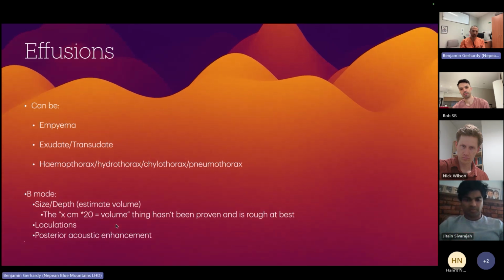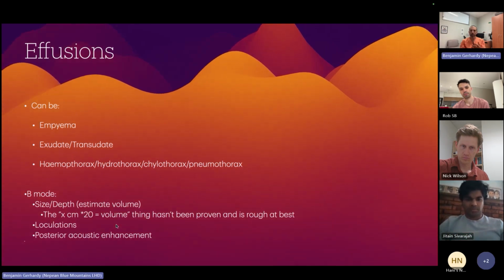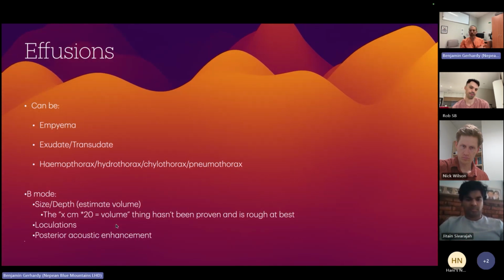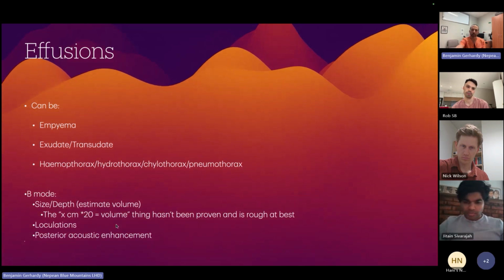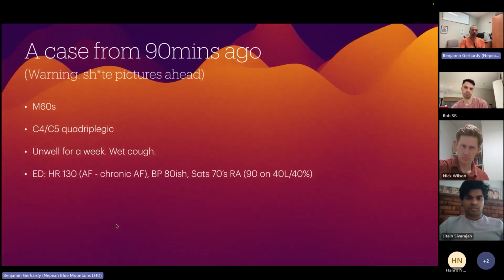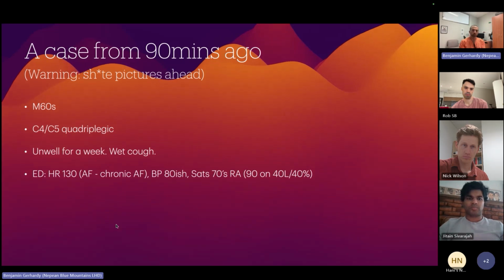The final thing I've got in the bottom line there is posterior acoustic enhancement. A really nice extra sign for your pleural effusions. Everything looks brighter underneath.